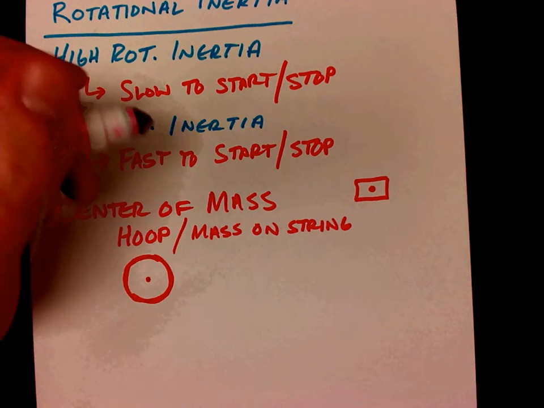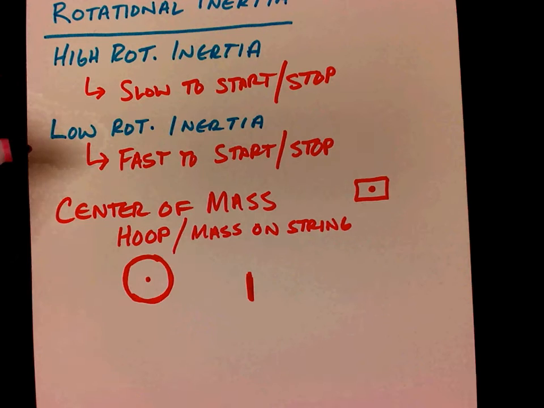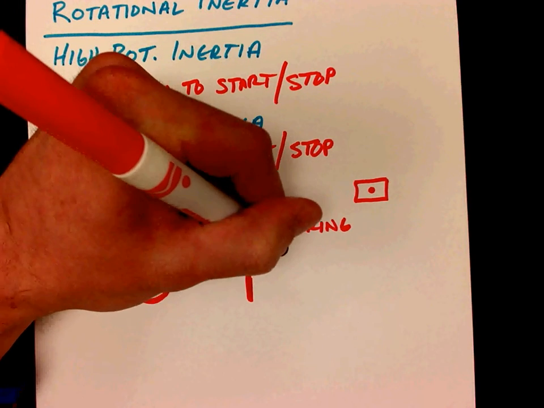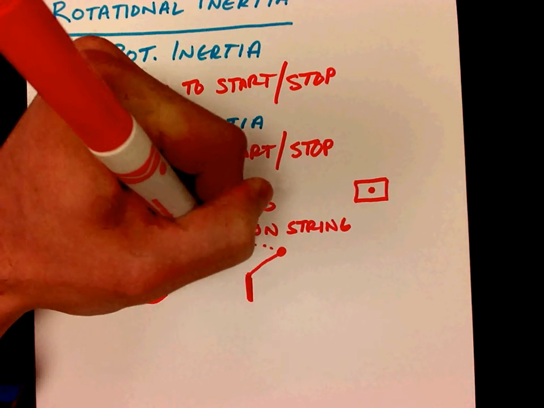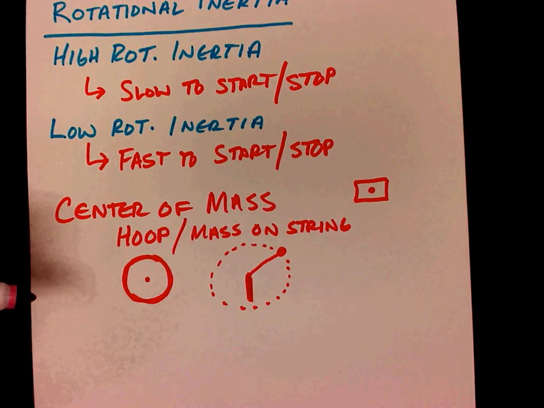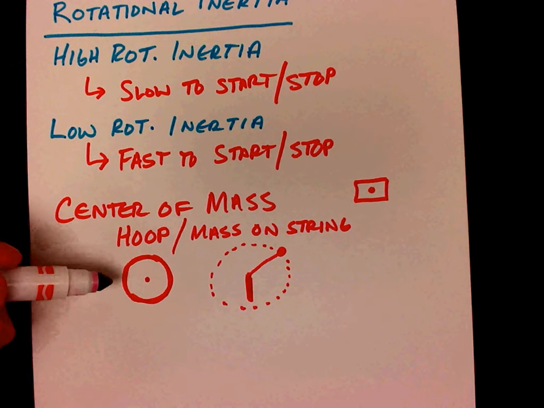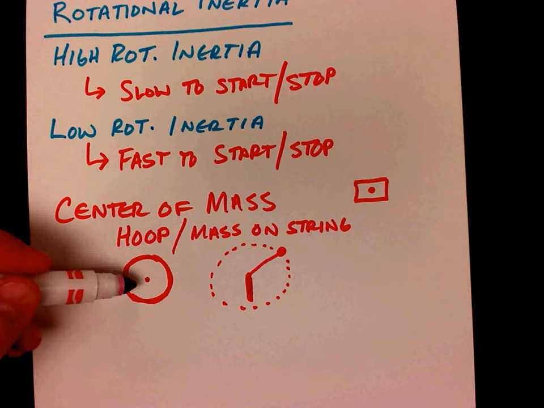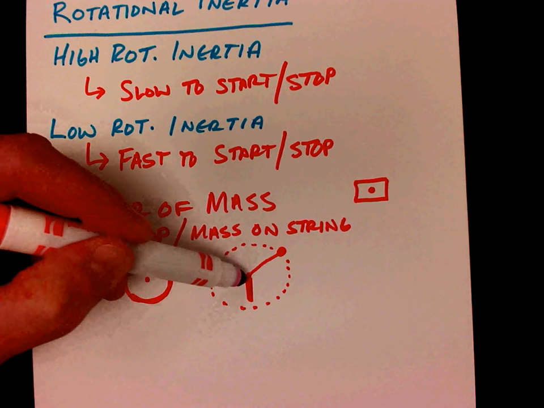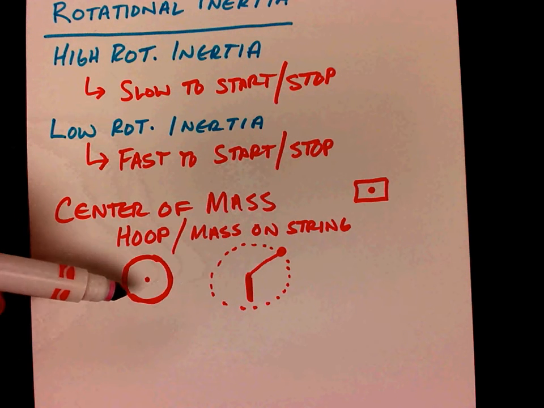You could also have, this drawing may not be as good, a mass on a string. If that's a little holder, and then you've got this string with a mass out here on the end, and you were to spin this thing around like this, those situations would be identical in terms of the rotational inertia. Because the mass is far away from the axis of rotation, it's all on the outside here, and up here also it's all on the outside. Because of that, the rotational inertia here is going to be high.